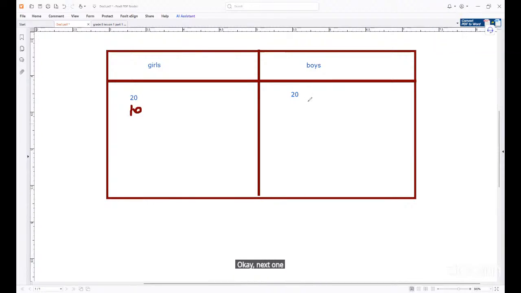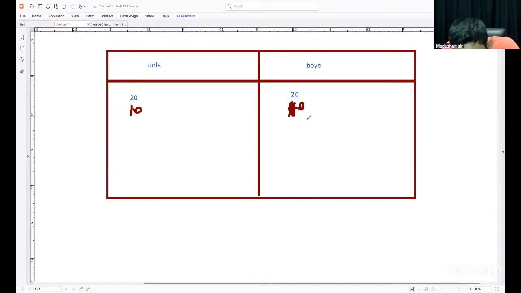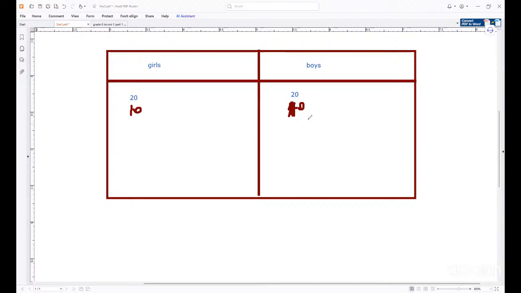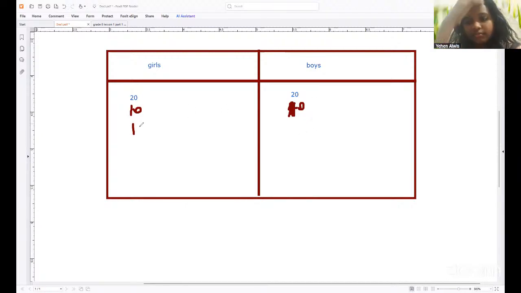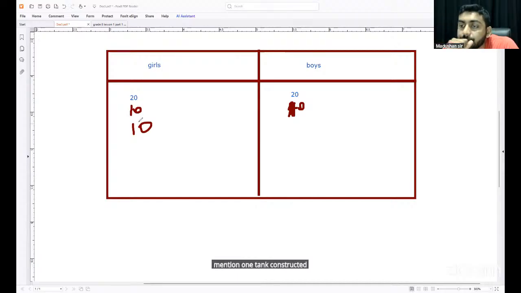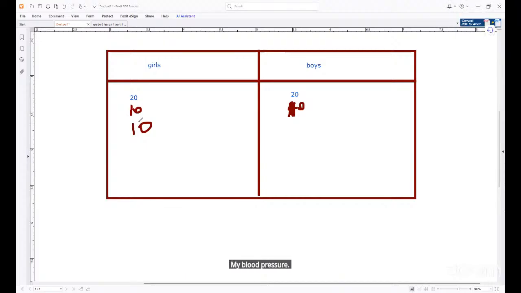Okay, next one for boys. How many years did King Vasabha rule the country? 44 years. Yeah. Girls, name a tank constructed by King Devanampiyatissa. Weber. Okay. Boys, mention one tank constructed by King Vasabha. Magit. Manik. Very good.